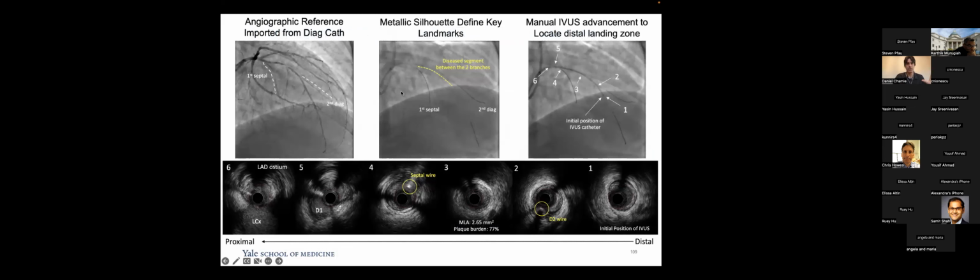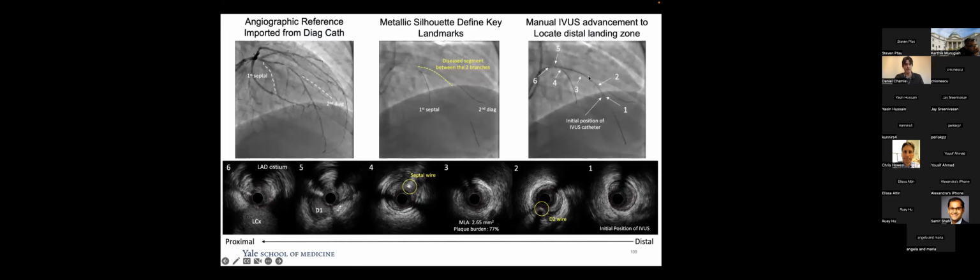So this is the cath. I use the same angulation, and I do what I call the metallic silhouette. I identify the septal, identify the second diagonal. I put one guide wire there, another there, and I know that the distance between the two wires is the segment where I have my disease. So I advance the IVUS catheter and manually I come to this segment and I try to see if I have any proper landing zone.